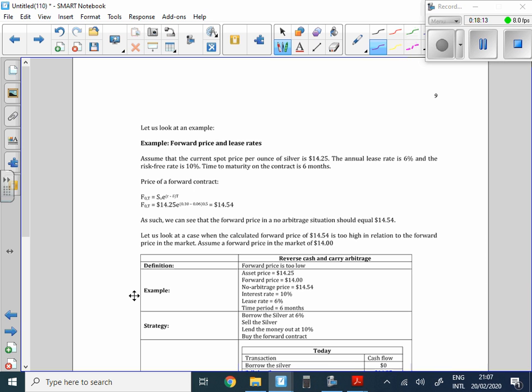So what do I do? I go 14.25, that's my spot, times e to the power of the risk-free rate of 10 minus the lease rate of 6, and it's 6 months, so I multiply by 1.5 for T. You guys comfortable? But how is FRM going to ask you this?